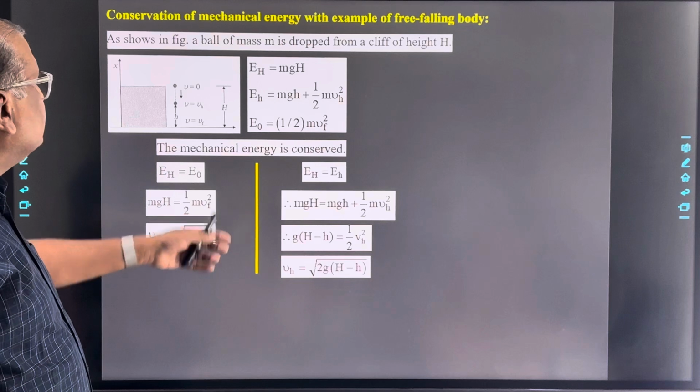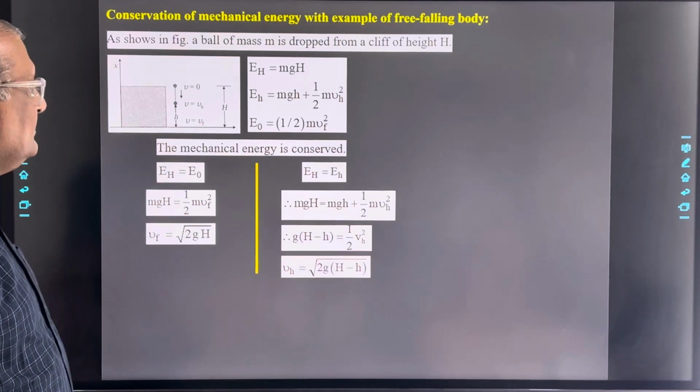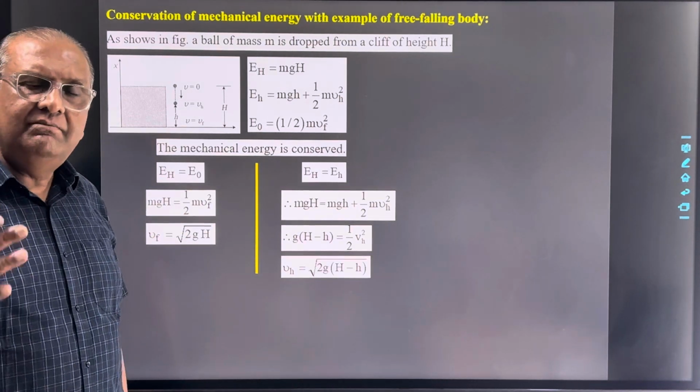So this is the conservation of mechanical energy for a free falling body. Clear?